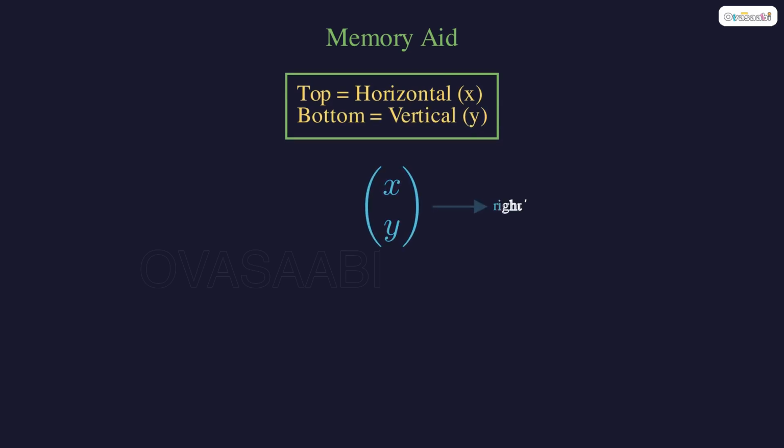Memory aid. Top number is horizontal movement, bottom is vertical. Remember, read down the column, move across then up. Position vector equals (x/y).